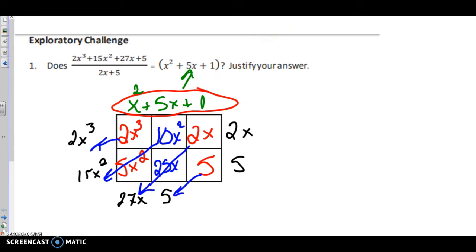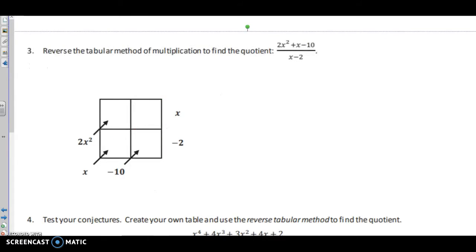Take another look at another example on page 12, number 3. They've kind of put the numbers in for you to show you how it goes. And we're going to find the quotient. Again, the quotient will be this number right up here. So to get 2x squared, which is in this box, and I know negative 10 has to be in this box. And then my like terms are going to add up to positive 1x.